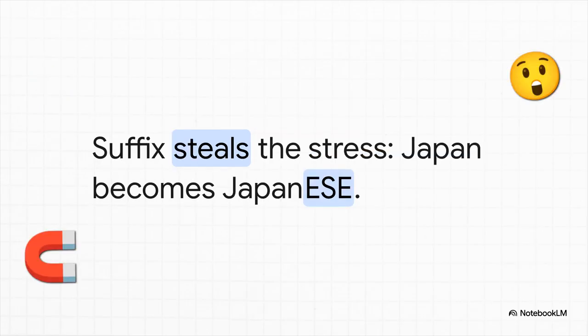I actually like to think of these as the greedy ones. They literally steal the primary stress all for themselves. So we start with Japan, right? But the second we add the suffix, that main stress jumps all the way to the end, Japanese. The suffix itself demands the heaviest beat. Another classic example of this is employ turning into employee.